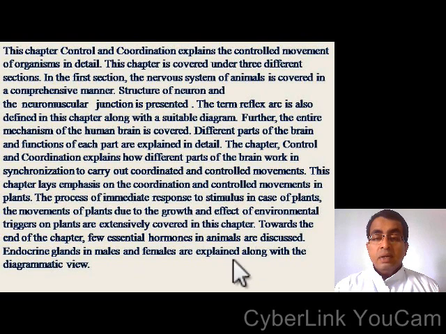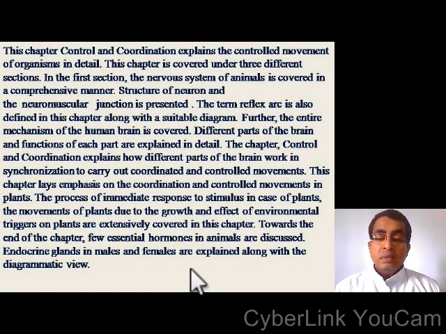The chapter Control and Coordination explains how different parts of the brain work in synchronization to carry out coordinated and controlled movements. This chapter lays emphasis on the coordination and control movements in plants. The process of immediate response to stimulus in case of plants, the movements of plants due to growth, and the effect of environmental triggers on plants are extensively covered in this chapter.